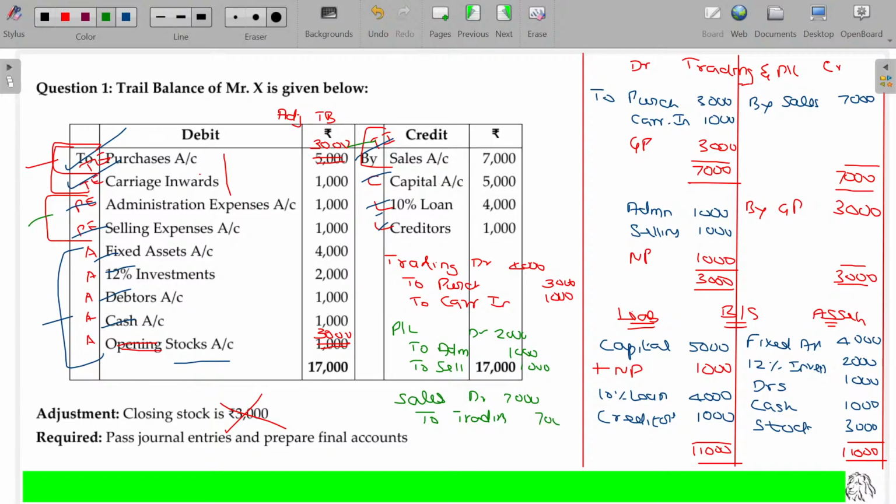Yeah, of course you can pass a journal entry for the GP as well as net profit also. For the GP, the entry being profit and loss account debit to trading account. Trading account debit to P&L account. Here, P&L account debit to capital. That's how you can pass it. Clear? Any doubts here? Hope you will be able to now understand the logics here.